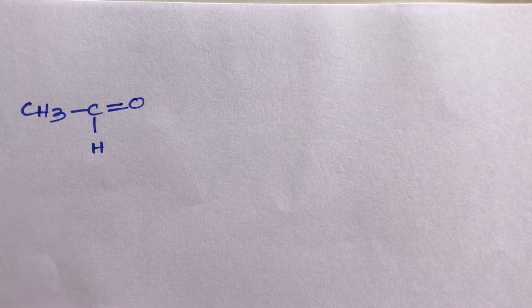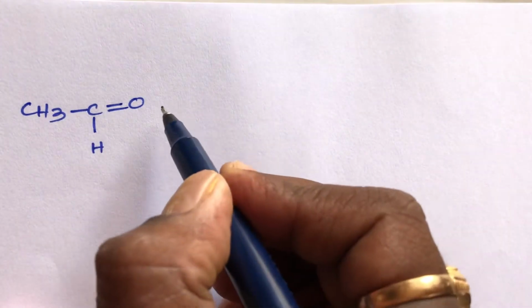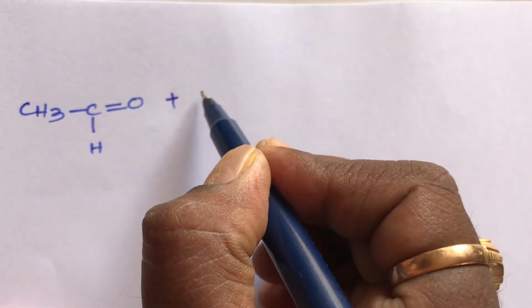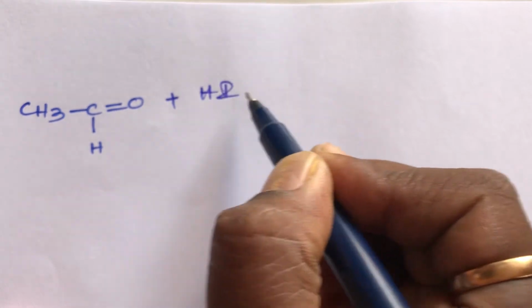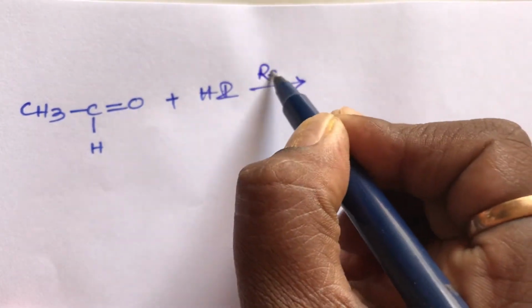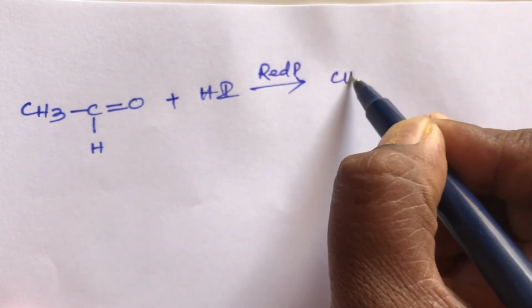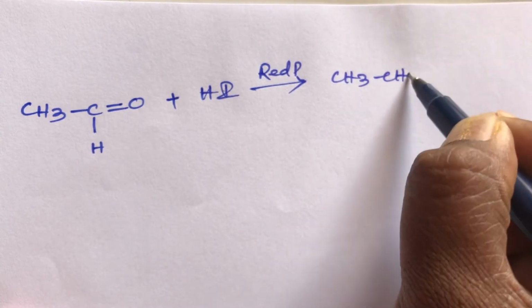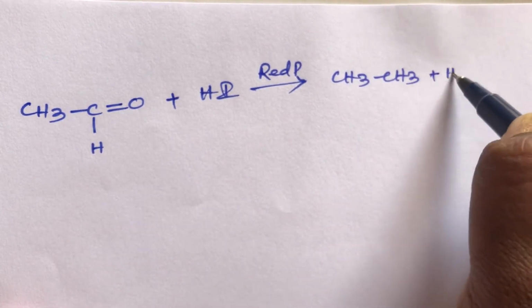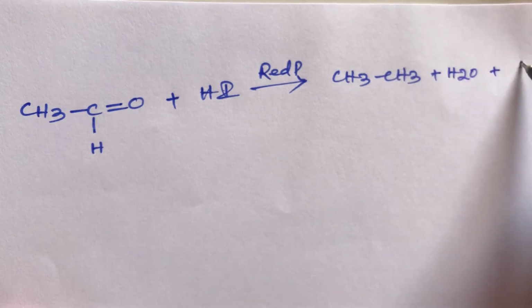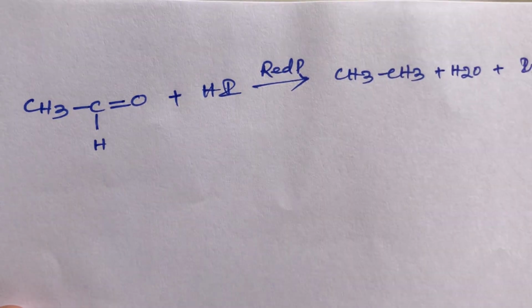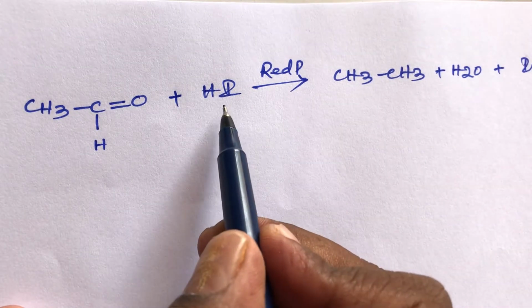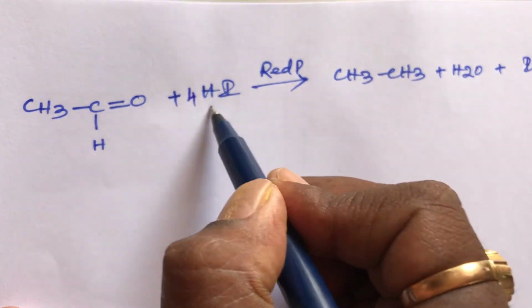Now take the example: when acetaldehyde reacts with HI in the presence of red phosphorus, it gives alkane plus water plus I2. Here, how many moles of hydrogen iodide are involved? 4 moles of hydrogen iodide are involved.